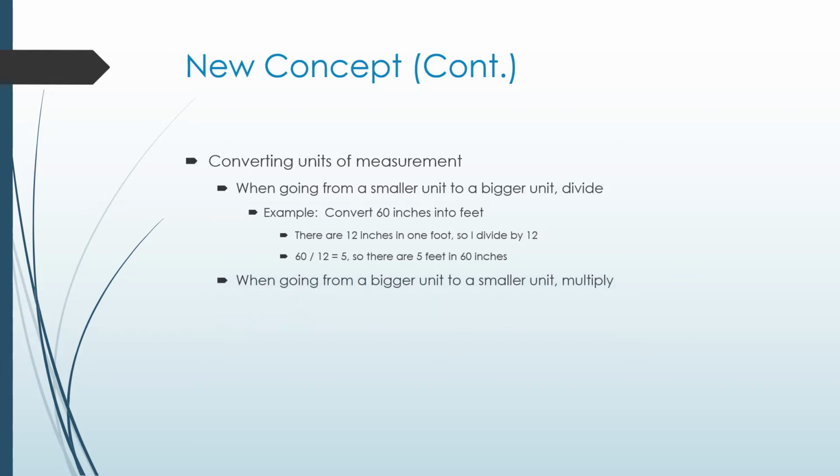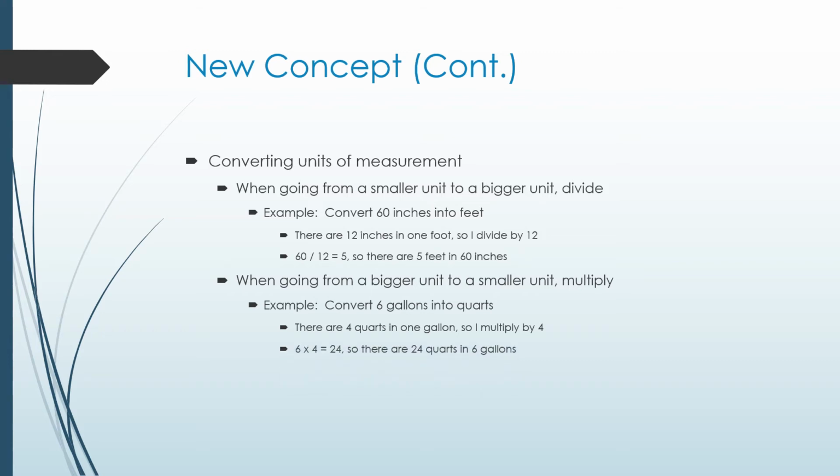If you go the other direction, from a larger unit to a smaller unit, then you multiply. For example, if you're going from gallons to quarts, you need to multiply by how many quarts are in 1 gallon. So if we want to do 6 gallons, there are 4 quarts in 1 gallon, so we multiply. 6 times 4 is 24, so there are 24 quarts in 6 gallons.